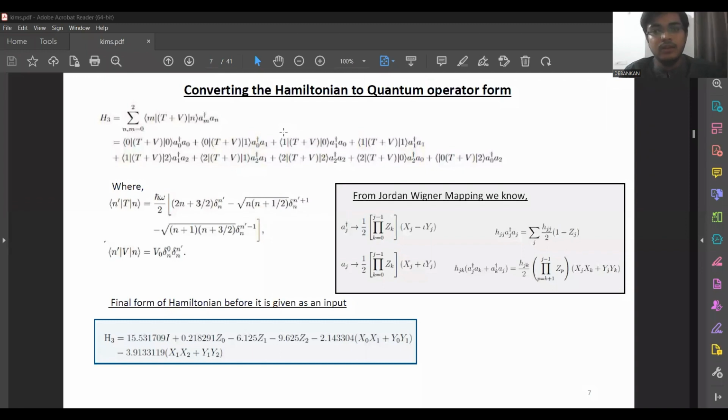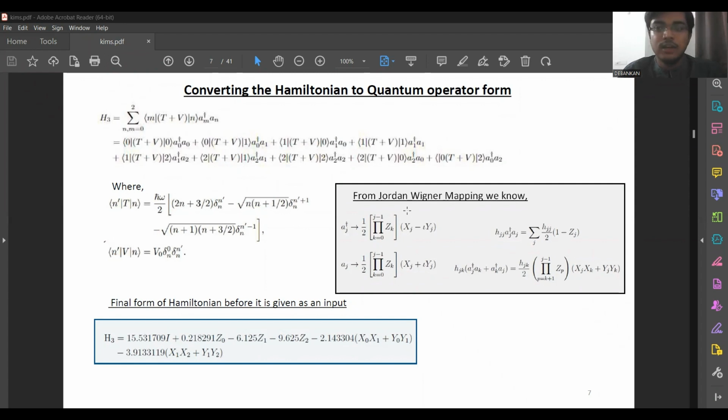Now the Hamiltonian which I have shown in the first slide was in the harmonic oscillator basis, or a second quantized Hamiltonian. A second quantized Hamiltonian means it has creation and annihilation operators. So this cannot be directly given as an input to the quantum computer, because the quantum computer won't understand this language of creation and annihilation operators. So we have to convert it to a convenient form which can be understood by a quantum computer. For that, we have a technique called Jordan-Wigner mapping.